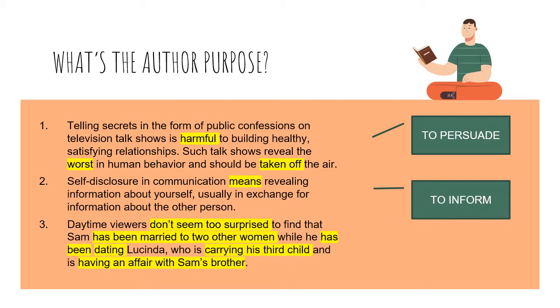Look at the several words and expressions I highlighted. What is your answer here? Yeah, right. If your answer is to entertain, you got it right, because it shows the dramatic sense of the story about Sam, that he has been married to two other women while he has been dating Lucida, who is carrying his third child, and he's having an affair with Sam's brother. It's such a dramatic story. So the function is to entertain the reader.